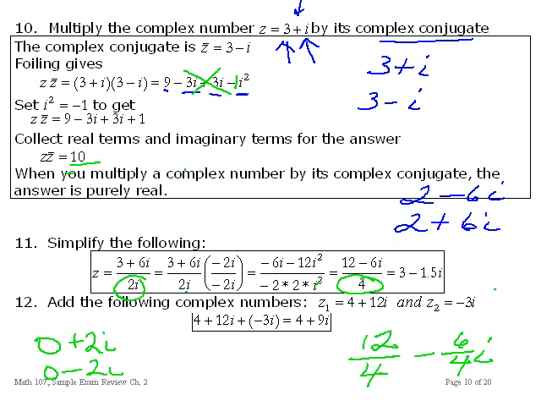Now you have to add two complex numbers. Easy enough. The real part is 0. That's all you have to remember there. So the 4 and the 0 just keeps the 4. Then you have 12i minus 3i is 9i.